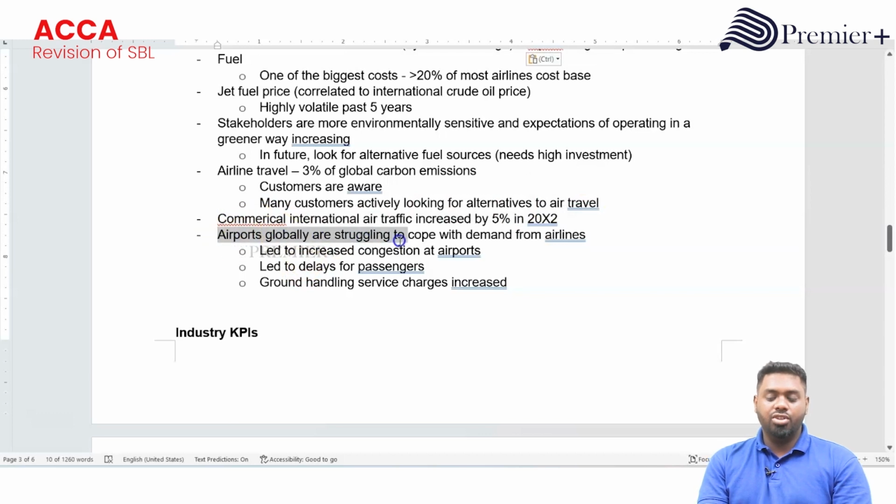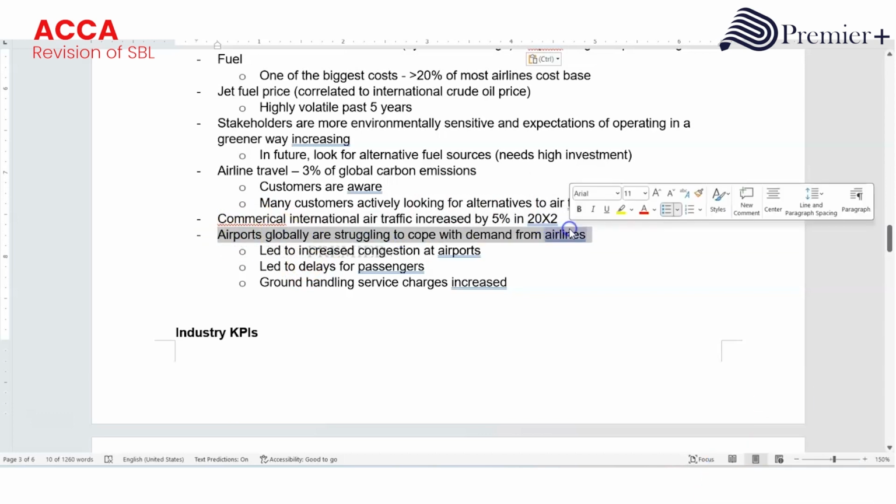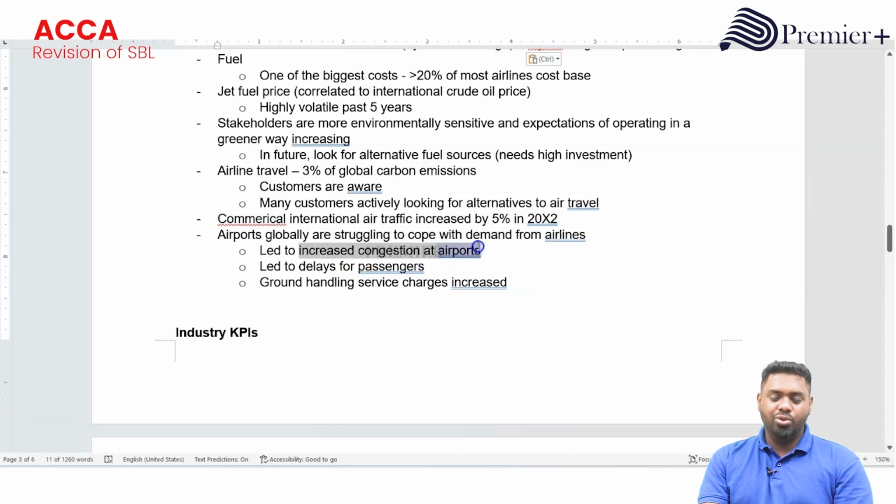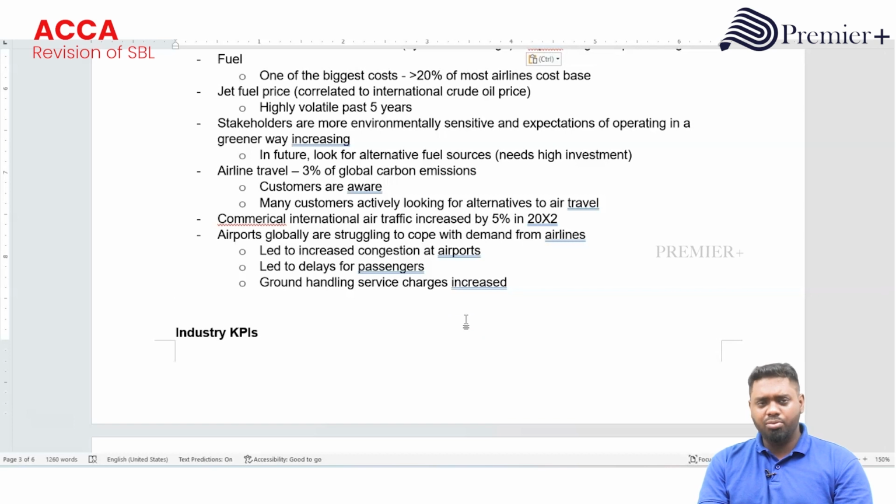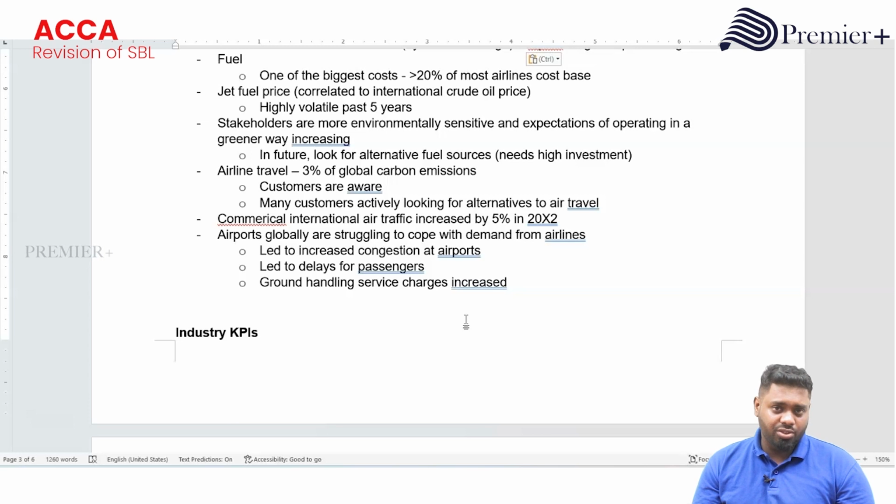Airports globally are struggling to cope with demand from airlines, which led to increased congestion at airports, delays for passengers, as well as ground handling services charge increases. So with time, airports are now having problems coping with demand. Since they are not in a proper or fixed stance or negotiation position, there will be problems in the airport services and the airline operations.